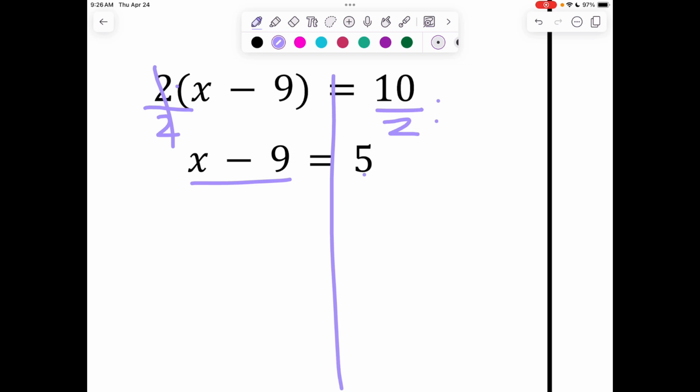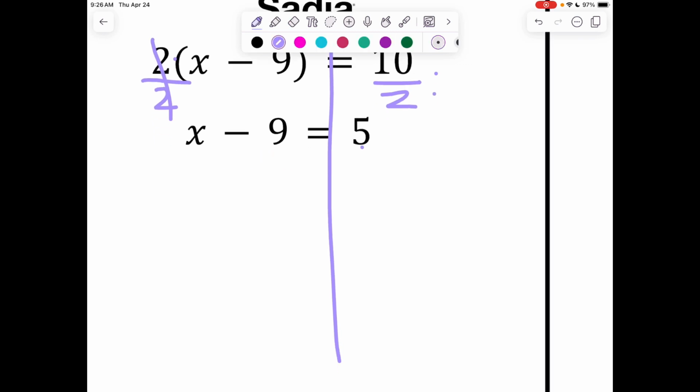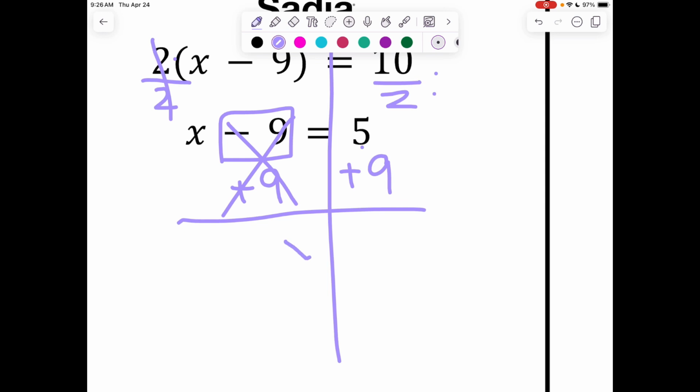So now we need to continue solving. We want to get rid of this minus 9. Remember, to do that, we have to add 9 to both sides. 9 minus 9 is 0, so that cancels out. All we have is x. 5 plus 9 is 14, and that's our answer.